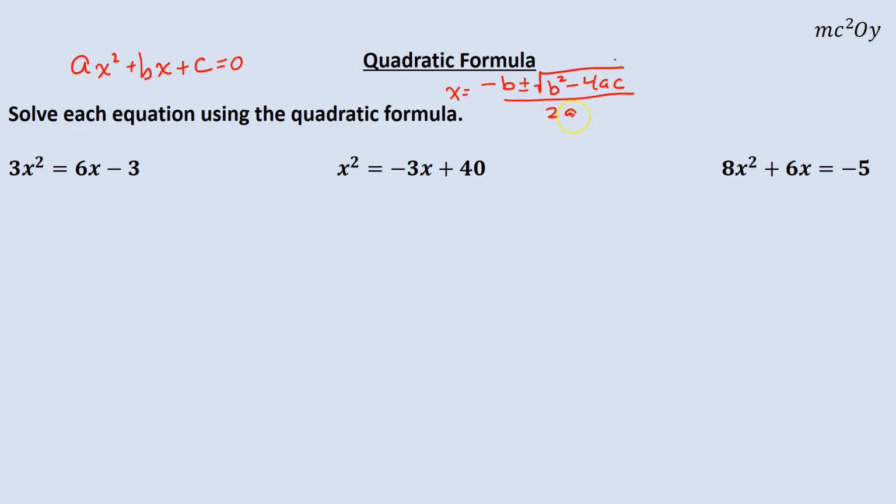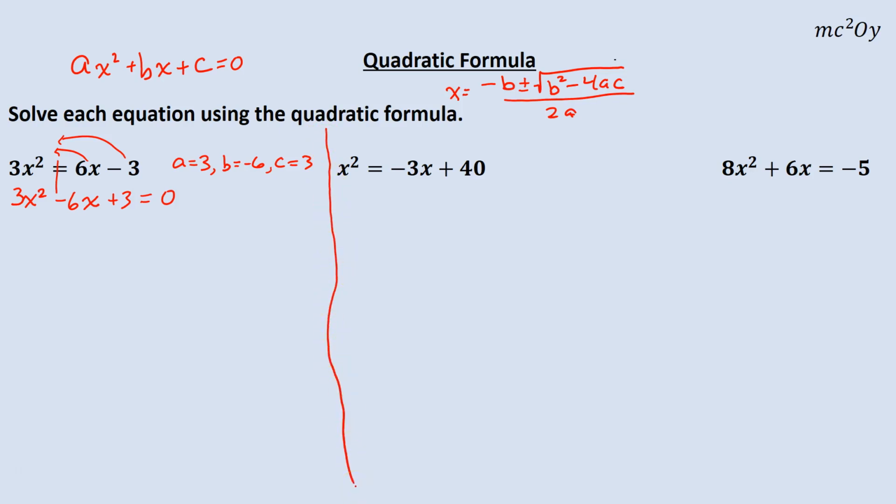Okay, and so if you have that written out, and you know you need to get in this form, I'm going to start by moving the 6x over by subtracting it over. When I say over, I mean over the equal sign. And then moving that 3 over as well by adding it over. That's going to equal 0. And so that tells me that a in this problem is 3, b is negative 6, and c is 3. And it's nice just to have what a, b, and c are. That way you can easily plug things in.